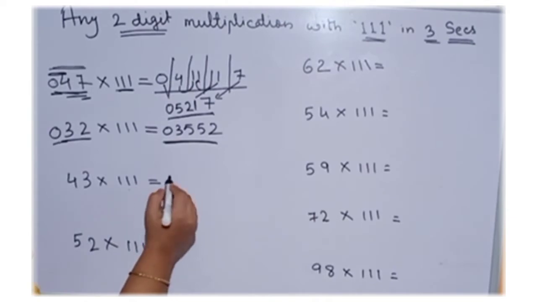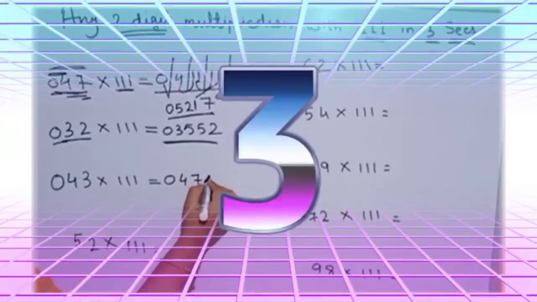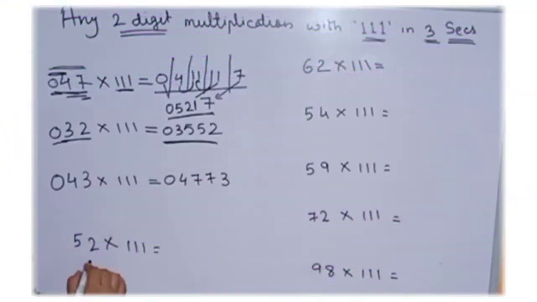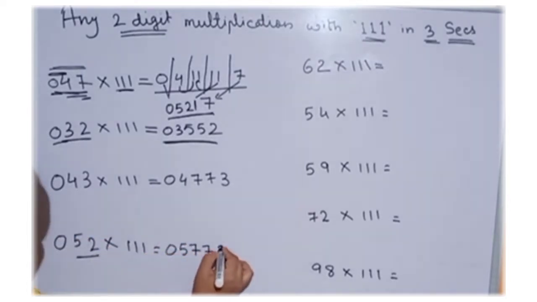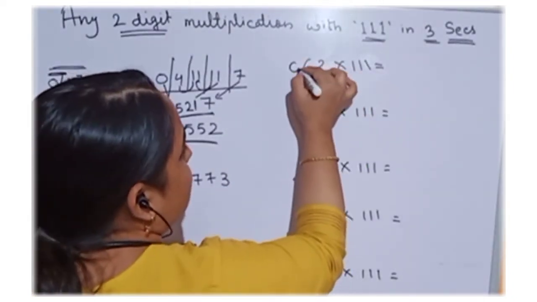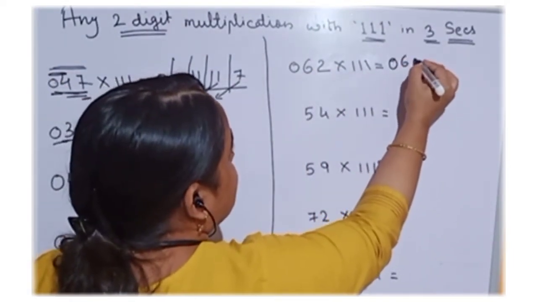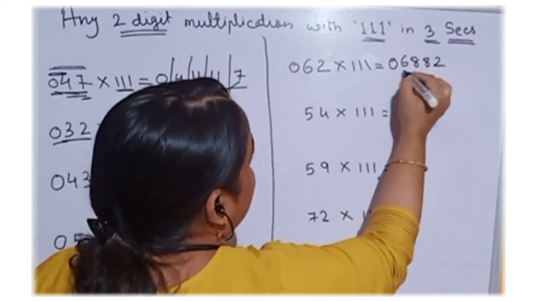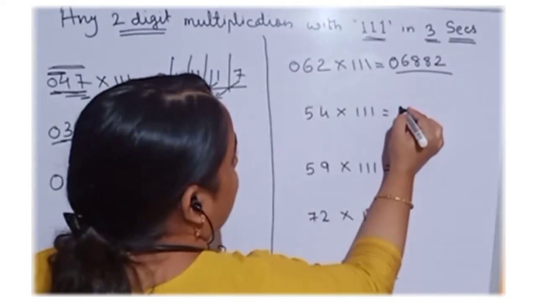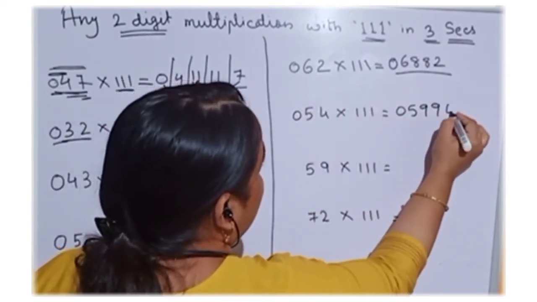43 into 111. It will add up to 0, 4, 7, 7, 3. 52, 0, 5, 7, 7, 2. This is our answer. Next will be 62. Add 0, 0, 6, 8, 8, 2. 54, 0, 5, 9, 9, 4.